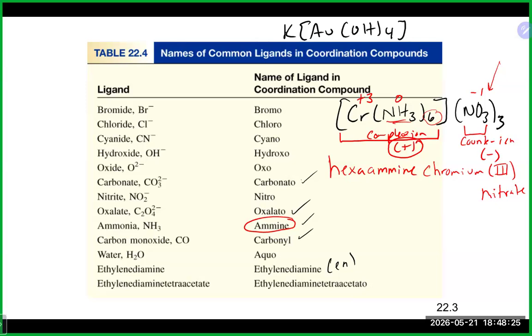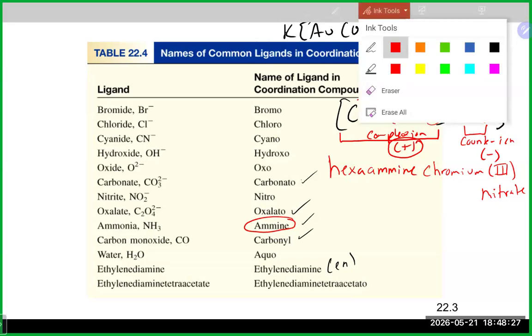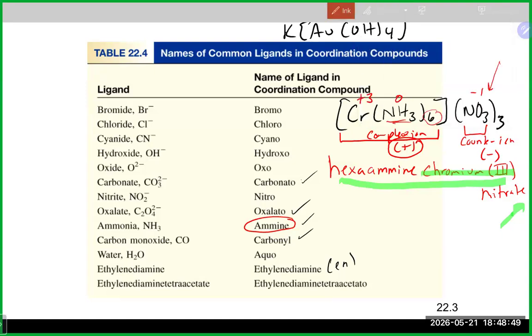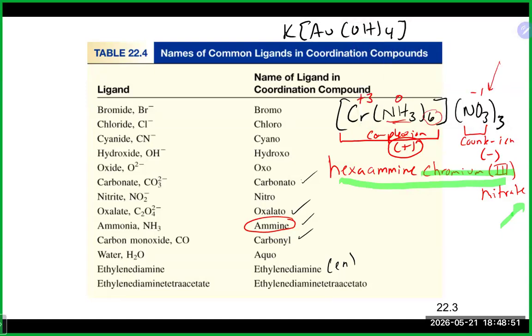Once again, as I mentioned before, and this is an example of that as well, the metal part of the complex ion comes at the end of the complex ion part of the name. This entire thing here is the complex ion part of the name. It is not the last part of the overall name in this case. The counter ion is actually the last part of the name, but it is not the last part of the complex ion name. First off, though, any questions on that name there?